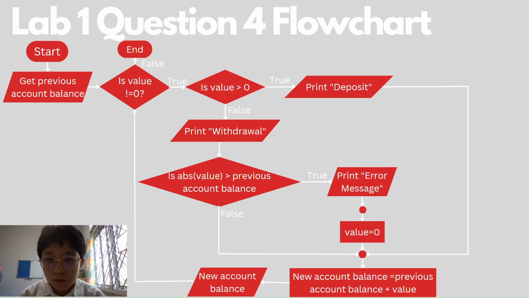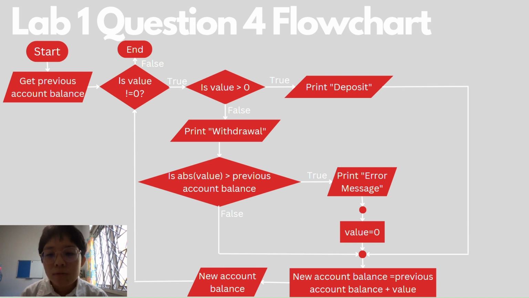So now we will proceed to our question 4 flowchart, which we start by getting our input data, previous account balance. Then we proceed to our while pre-test loop: if value is not equals to 0 is true, then we can proceed with the next statement, which is value larger than 0. If not, we will straight away skip and end. Then if value is larger than 0, in the if selection statement, we will print deposit. If false, then we will print withdrawal.